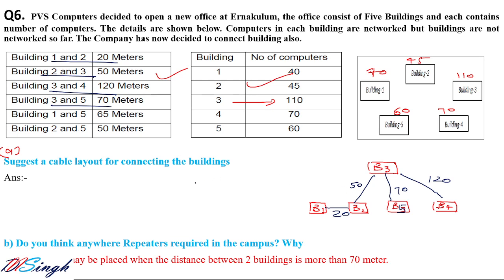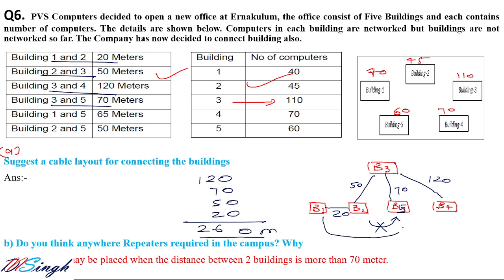So the total cable requirement is what? 120, 70, 50 and 20. So here you have 260 meters of cable requirement for this cable layout, and this is final. 2 to 5 we don't take this link. Why? Otherwise we are going to get a loop. And 1 to 5 also we will not take, because it is also going to generate a loop, and we don't want a loop inside our network.